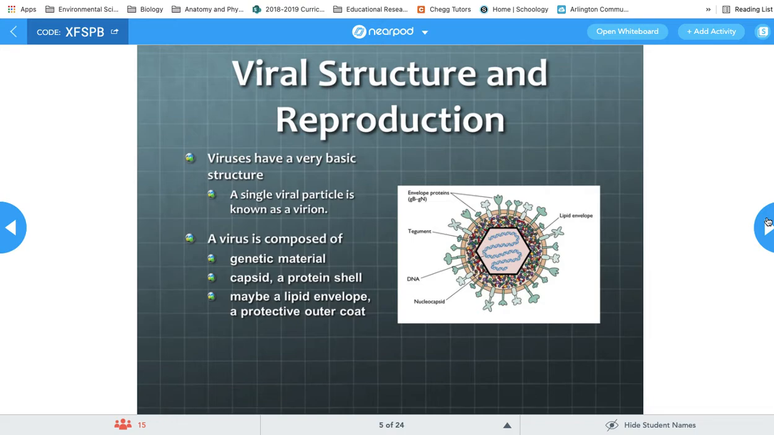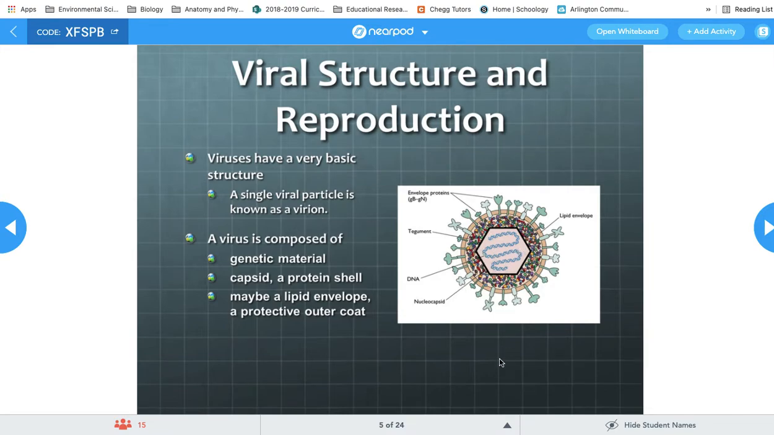Viruses have a very basic structure. The biggest thing is that a single viral particle is known as a virion. So one COVID-19 particle is a virion, while more than one would be the COVID-19 virus. A virus is composed of two major things. The first one is genetic material, whether it be DNA or RNA, depending on the class or group. The other one is a capsid, which is a protein shell that covers it. So as we can see here, a capsid contains this DNA, or it could be RNA.